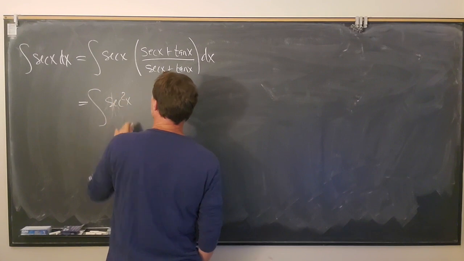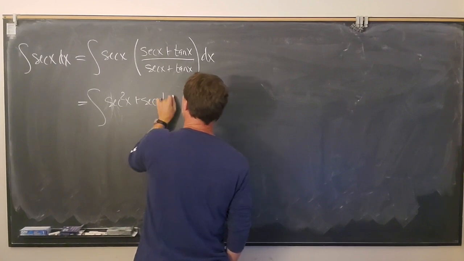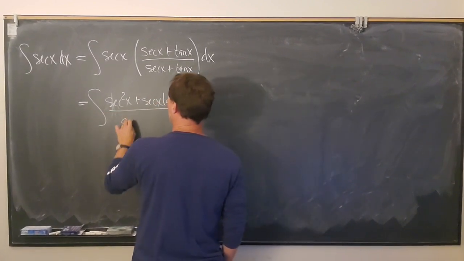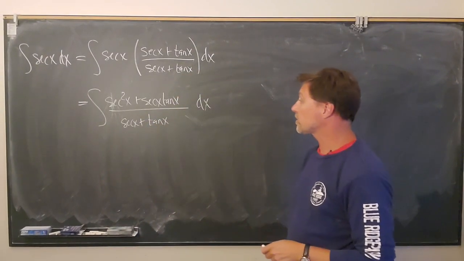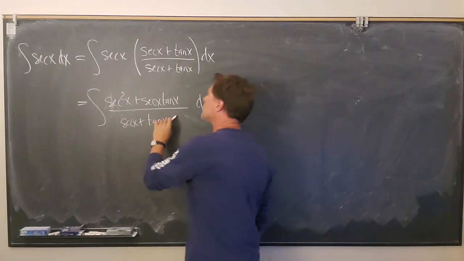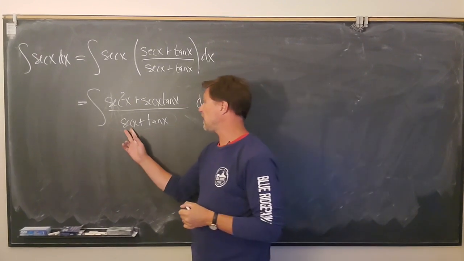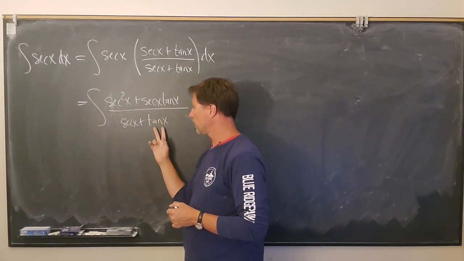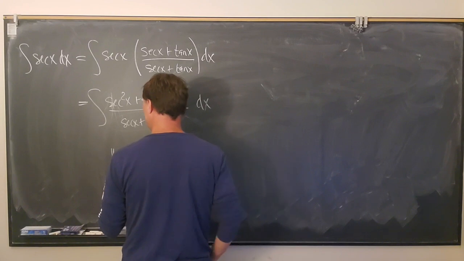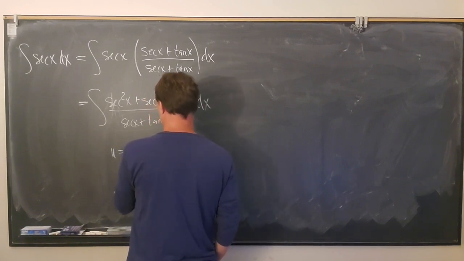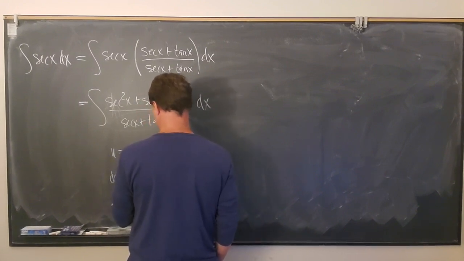What we get is secant squared x plus secant x tangent x in the numerator, and the denominator is secant x plus tangent x. So here's the point. Think about now, what is the derivative of the denominator? The derivative of secant is secant x tangent x, and the derivative of tangent is secant squared. So this is now set up to do substitution where we let u equal the denominator, in which case the derivative is equal to the numerator.